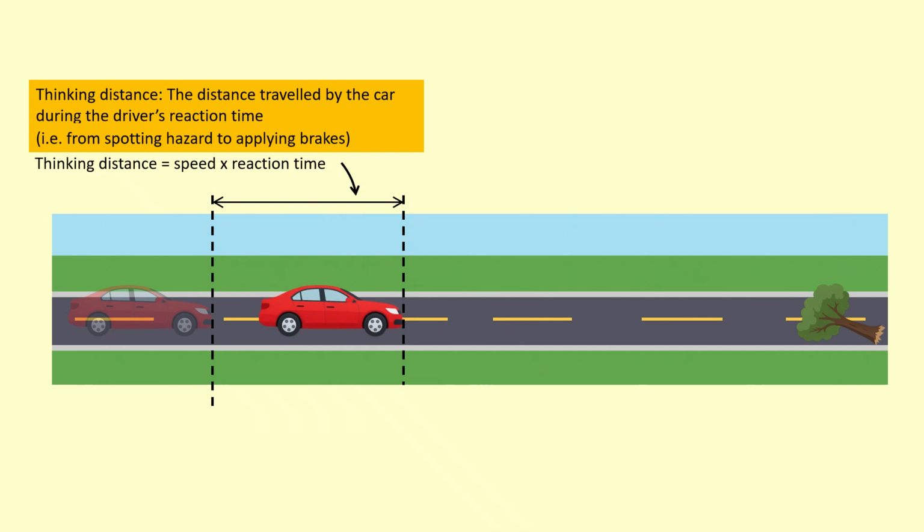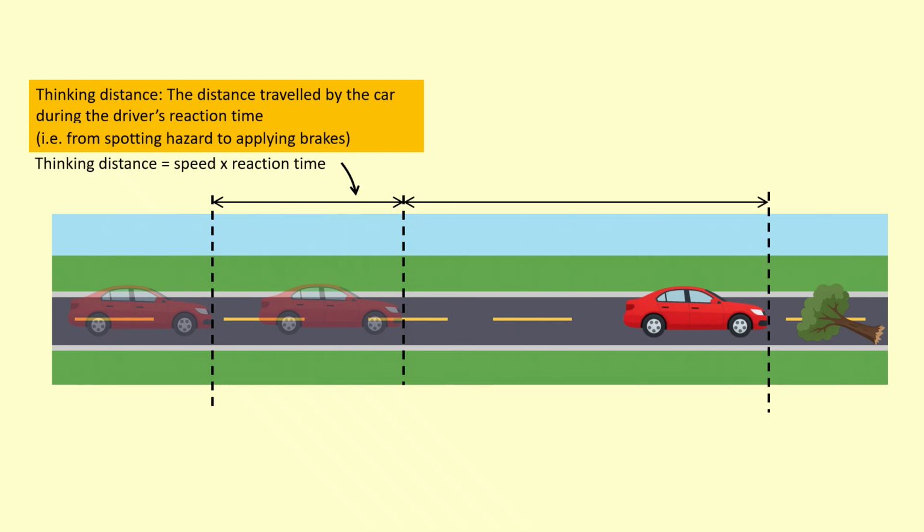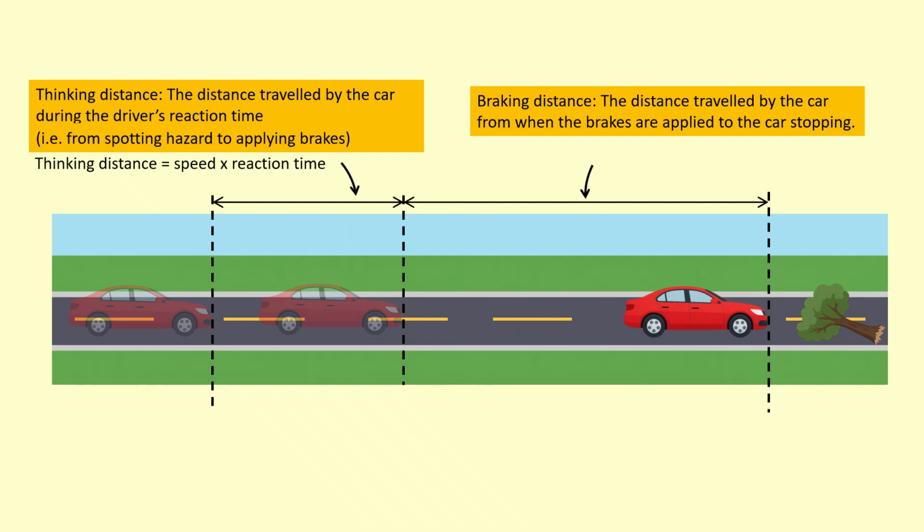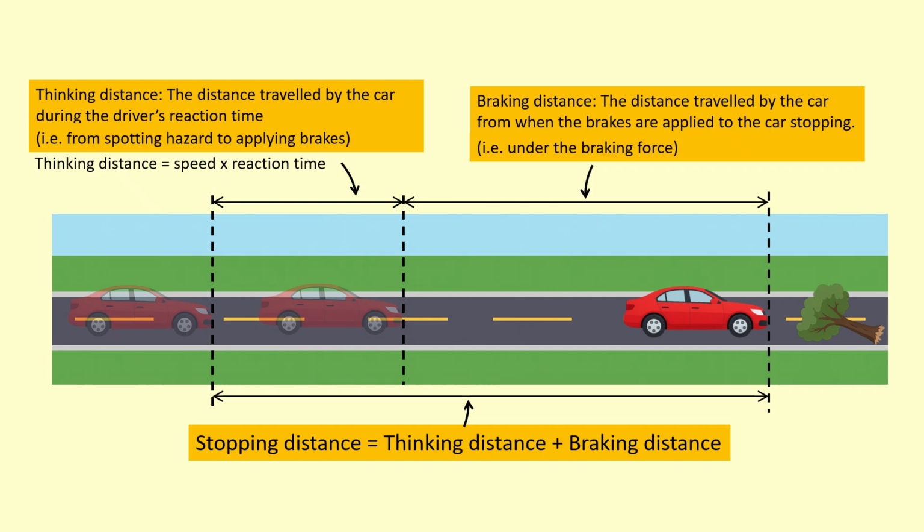But once you've applied your brakes, the car's still going to go and it's going to take some time to stop and it's going to travel a certain distance. The distance it travels after you've applied the brakes is called the braking distance. So the braking distance is the distance traveled by the car from when the brakes have been applied to when the car stops. So in other words, while the brake is being pressed, basically. And if you add up the thinking distance and the braking distance, that's where we get the stopping distance, which is the total distance traveled from spotting the hazard to reacting and then finally the car stopping. That's the total distance traveled between that time.